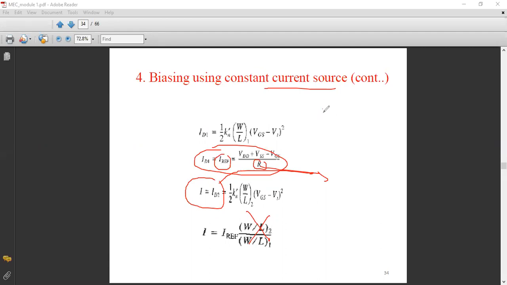Suppose you want half of I reference as capital I. Suppose you want half of I reference as your constant current value, then what will you do?